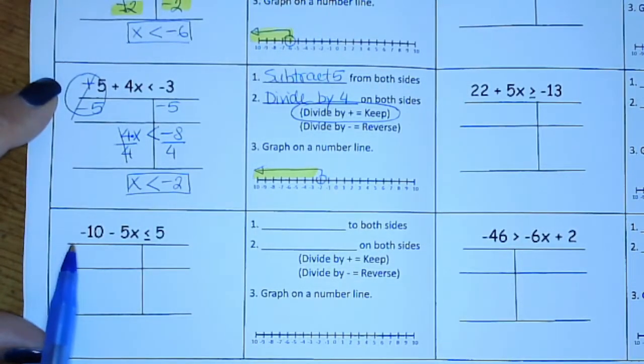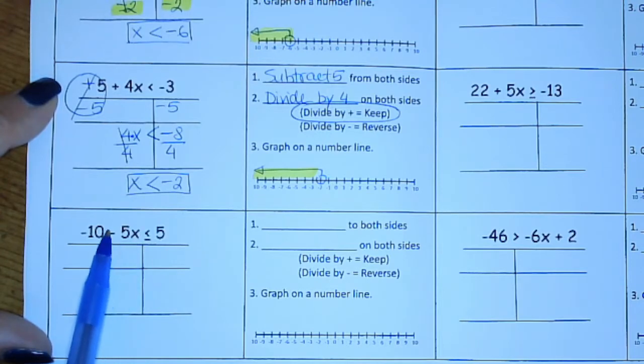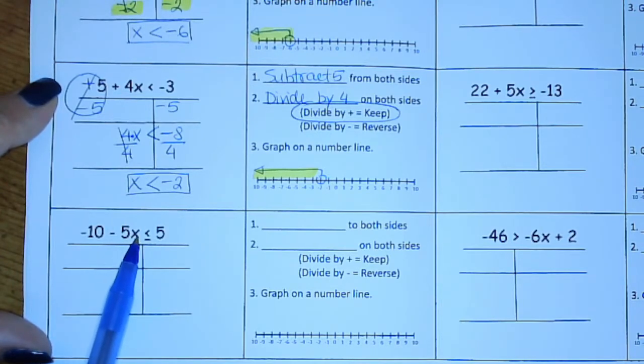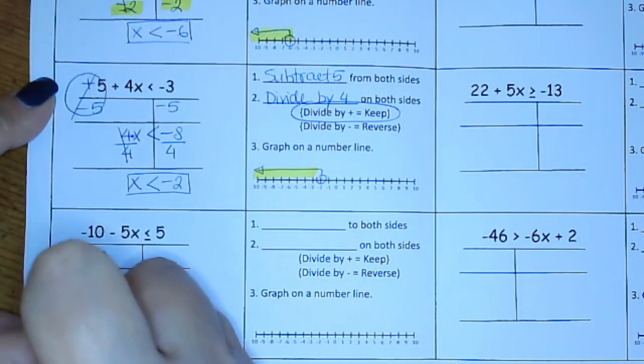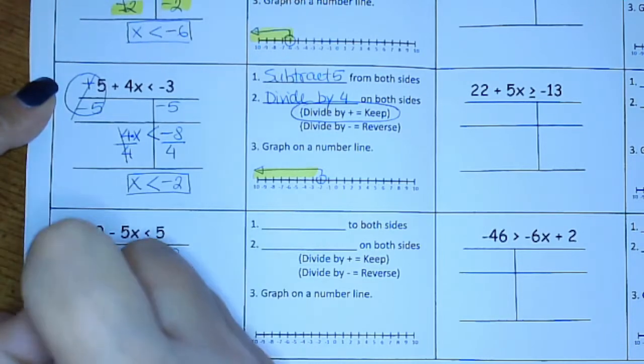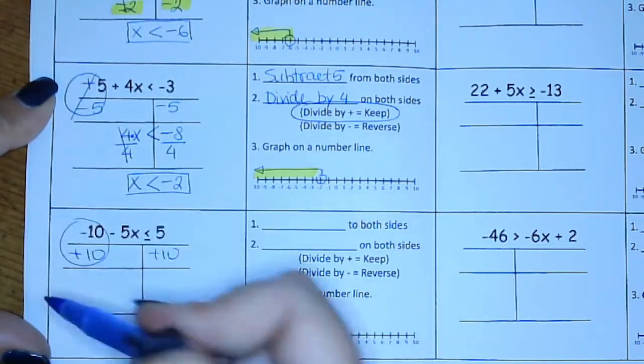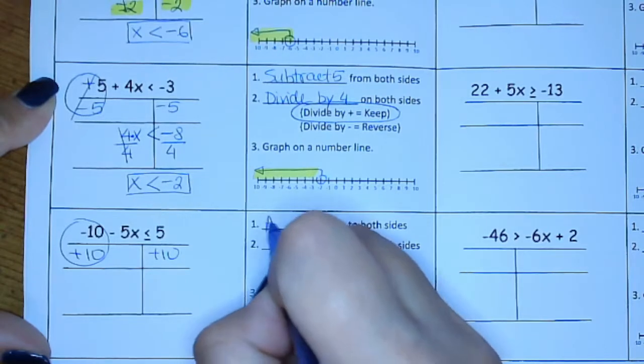Negative 10 is the constant. Here we have negative 5x, negative 5 and x being multiplied, less than or equal to 5. First, we add 10 to both sides. So constant, inverse operation on the constant to create that zero pair. Add 10 to both sides.